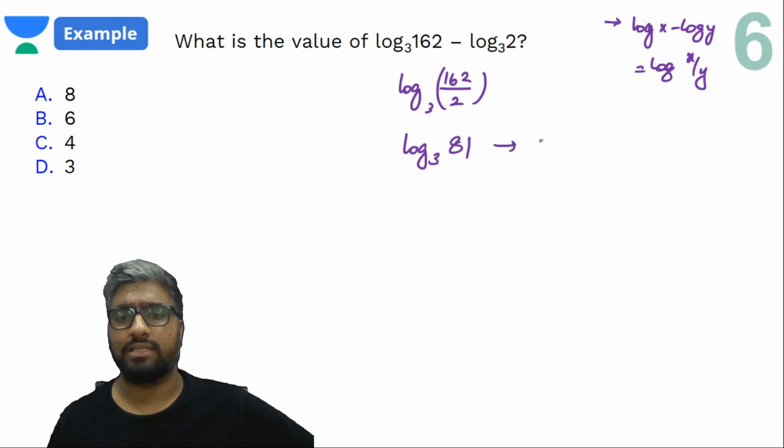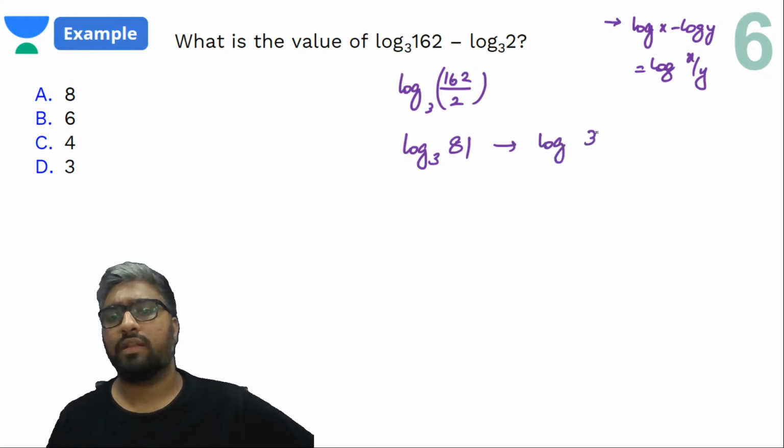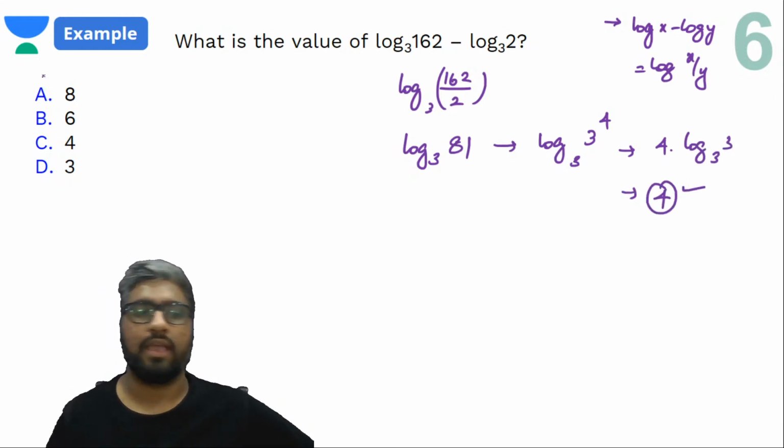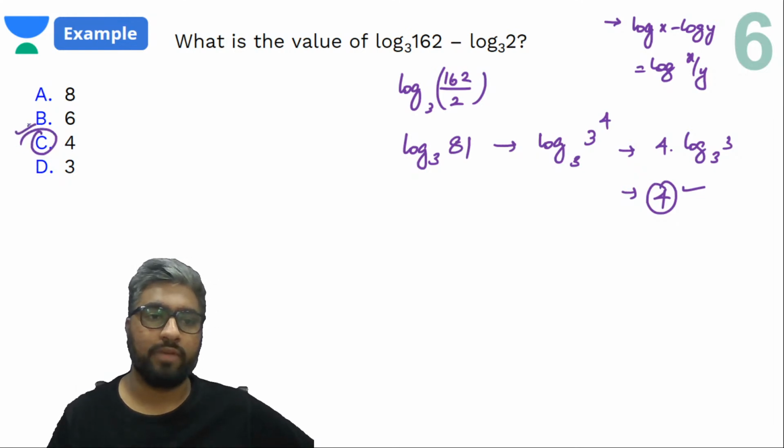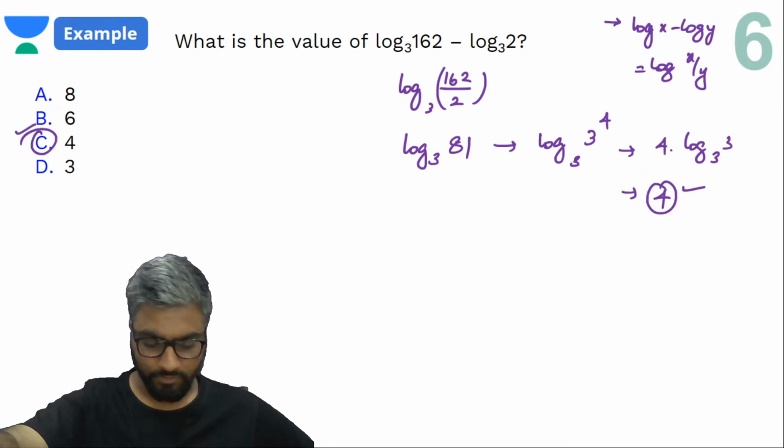I can write this as what? Log 3 to the power what? 9 square is 81, which means 3 power 4 would be 81. So I can write this as 4 times log 3 to the base 3. That means my answer is what? 4. Yes. Super. Very good job, guys. Great.